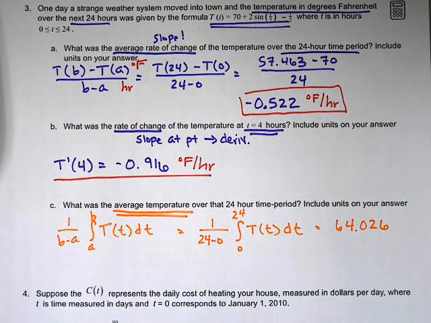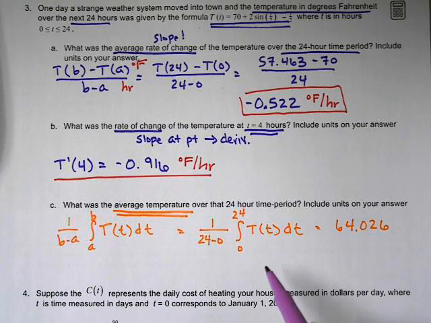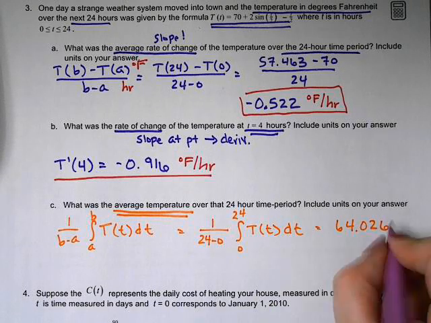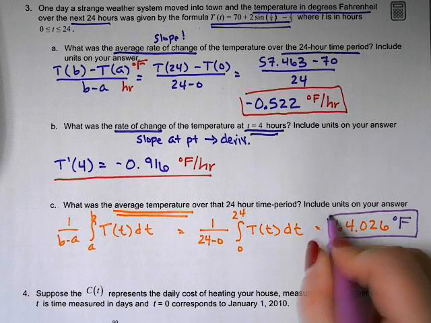So now we need to talk about what this is. This one is asking us about the average temperature over the 24-hour period. So that means we better have degrees Fahrenheit as our units because that's the average temperature.